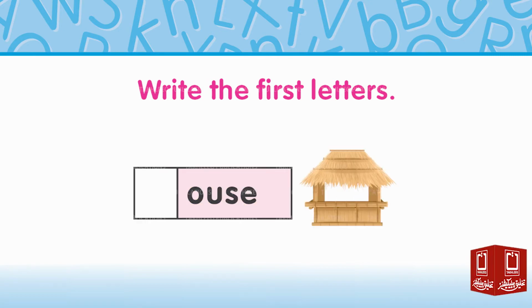Here we see the picture of a house. Here is written dash O U S E. The first letter of house is H. So we write here H.